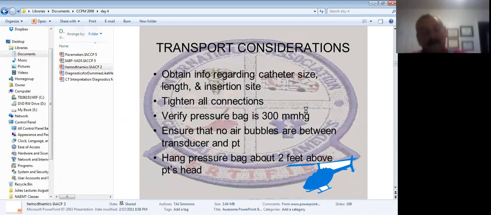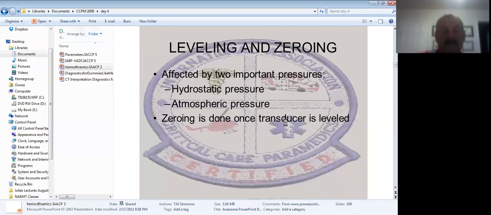So things to consider in transport: you want to know the length and insertion site. Make sure all connections are tightened. Remember, this is a really high pressure connection. So the pressure bag should be pumped up to 300 millimeters of mercury. You don't want air bubbles between the transducer and the patient on the arterial side. You have to worry about air emboli. We don't worry about it as much on the venous side. On the arterial side, we do, and the pressure bag should be about 2 feet above the patient's head.